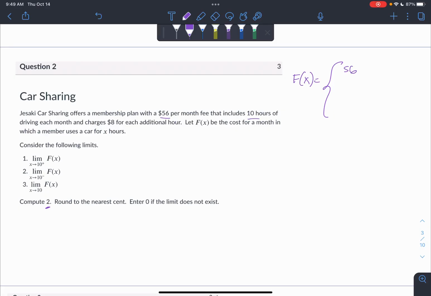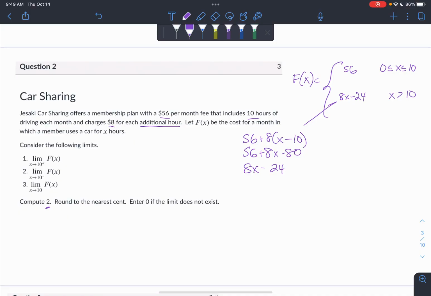So if x is between 0 and 10 hours, then that's our rate. And then we charge $8 for each additional hour. So again, this part here is going to be our flat rate of 56 plus the $8 for additional hours over 10. So we'll subtract out 10, minus 80. So I get 8x minus 24. So this will be our second part of our piecewise. And this is for any x over 10.